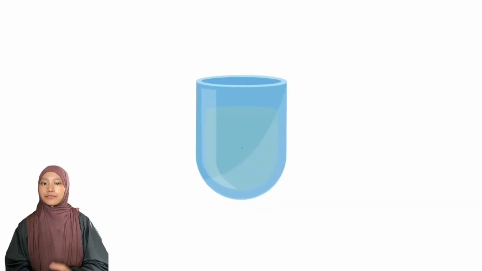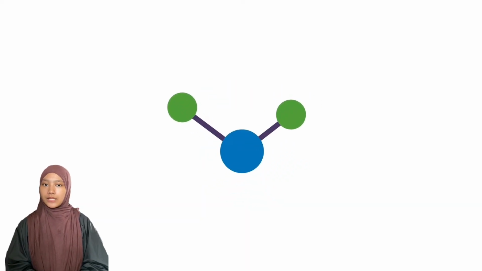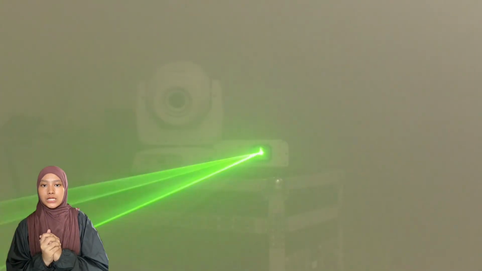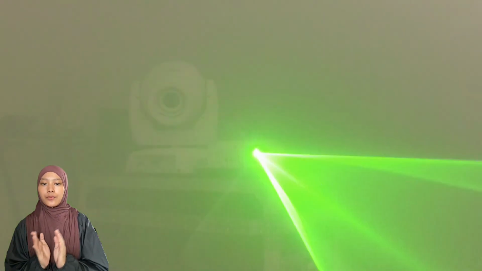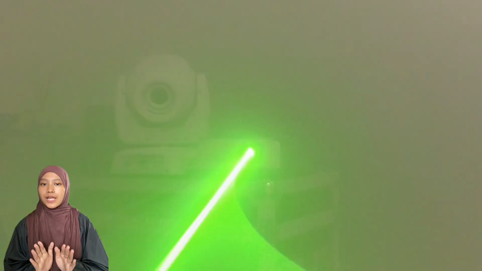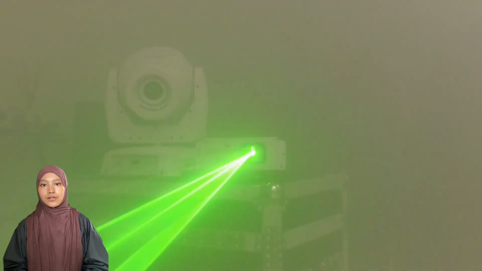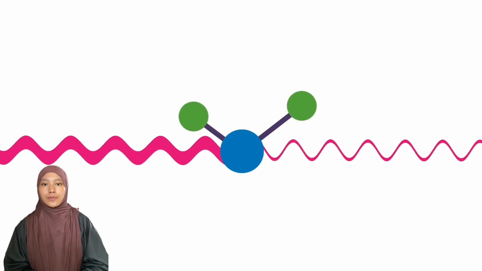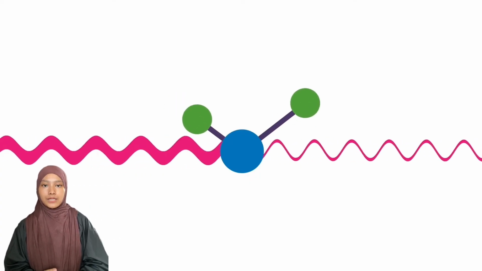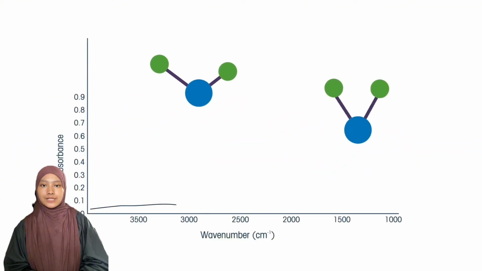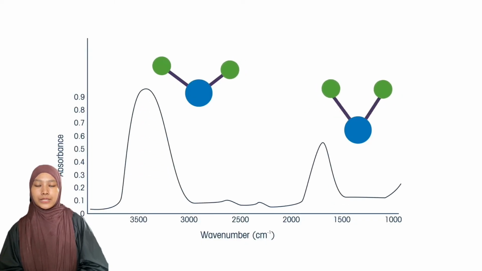FTIR works because every chemical bond is constantly vibrating. When infrared light is passed through a sample, only those bonds whose vibration matches the energy of the infrared light will absorb it. Think of it like pushing someone on a swing. If you push at the right rhythm, the swing moves higher. Similarly, when the infrared frequency matches the natural vibration of a chemical bond, the bond absorbs the energy. This absorption produces an absorption band, and every functional group absorbs at a characteristic wave number. That is why we call FTIR a fingerprint technique.